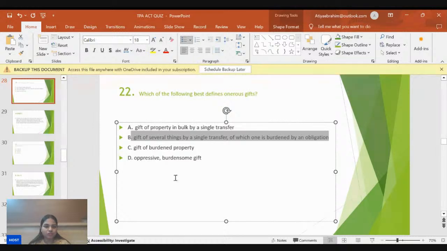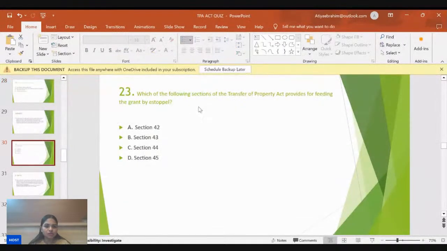Come to the next question, 23. Which section is talking about feeding the grant by estoppel? See the sections and tell me. 42, 43, 44, 45. Which section talks about feeding the grant by estoppel? Yes. So feeding the grant by estoppel is mentioned in section 43. Very good, Priyanka.